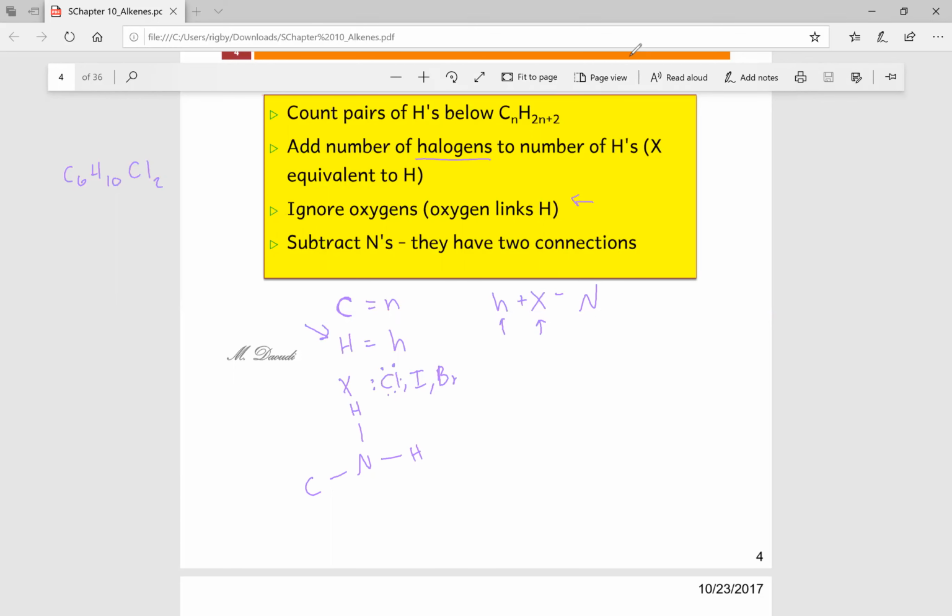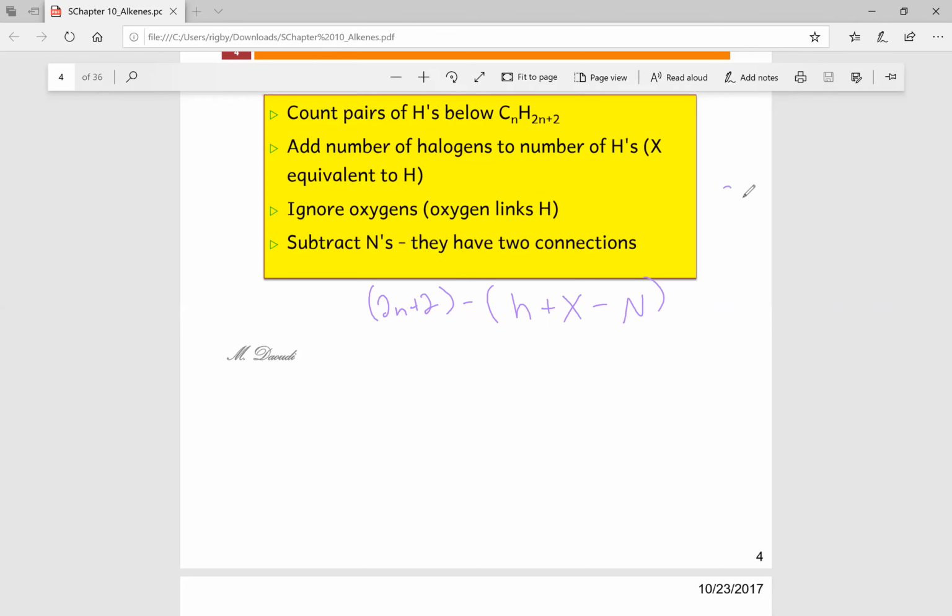Okay. So to find the degree of unsaturation, we have the number of hydrogens plus the number of halogens minus the number of nitrogens. And what we do here is we're going to subtract this whole number from that 2n plus 2 that we talked about before, where n is the number of carbons, and then we're going to divide this whole thing by 2.